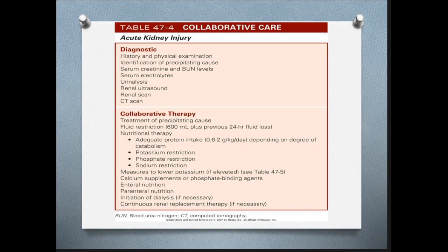Our focus is drug management for our acute kidney injury to restore and maintain our renal perfusion and also to eliminate any drugs that are nephrotoxic from the treatment regimen. IV fluids and blood volume expanders may be given to restore renal perfusion for your patient. Dopamine may be administered in low doses by IV infusion to help increase renal blood flow as well. We will also look at doing fluid restriction as discussed in class. They are only allowed 600 mLs plus whatever their previous 24-hour fluid loss is.